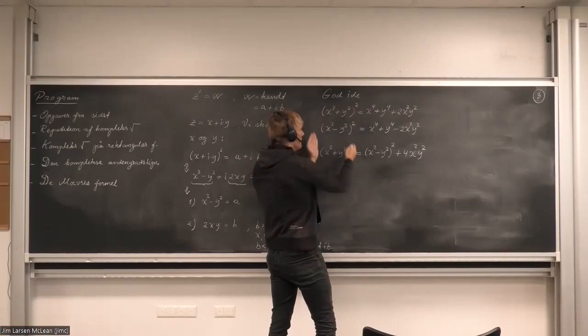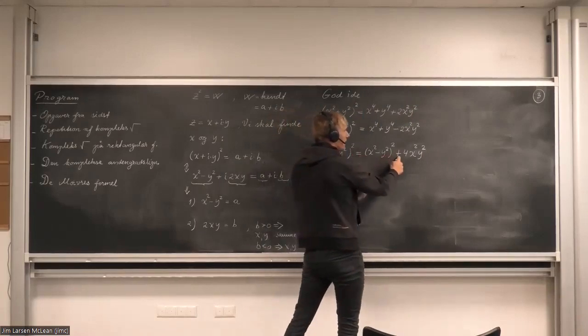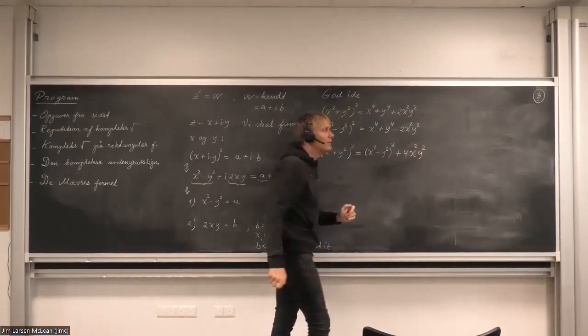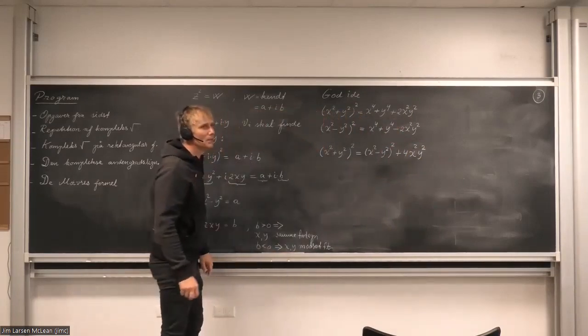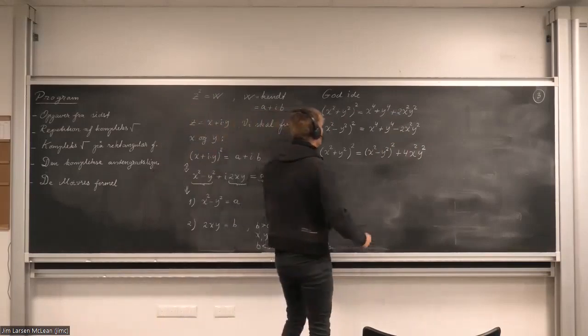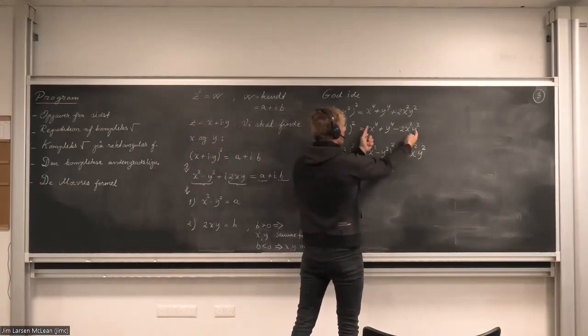Can you see it? So that must be equal to this, if I correct with 4x squared y squared, because that's the difference between the two. So let me explain it again. This here, what's it equivalent to? That there. It says so right here.